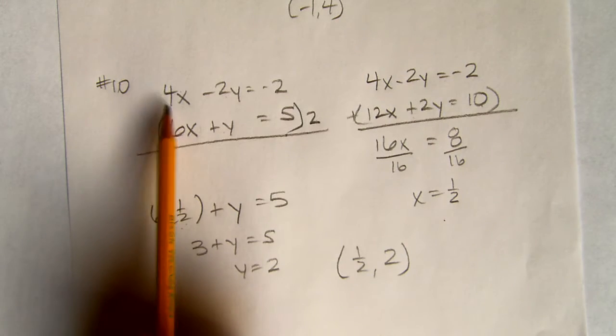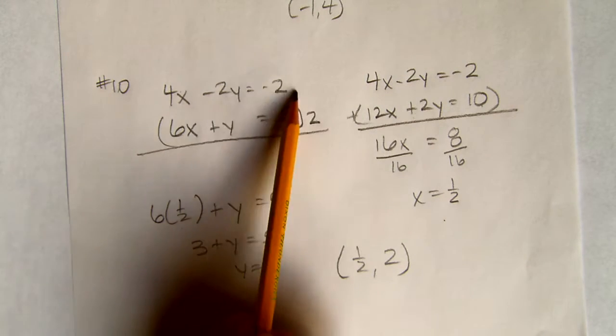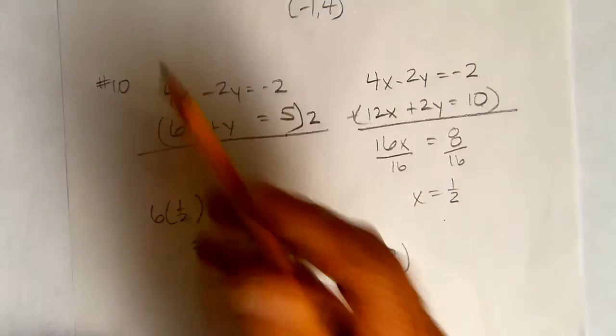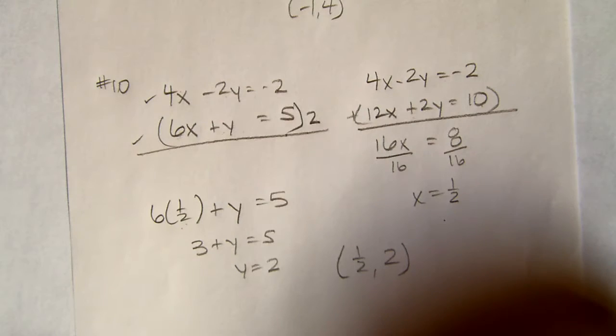1/2, 4 times a half is 2. 2 minus 4 would be negative 2. That checks. 6 times a half is 3. 3 plus 2 is 5. That checks. So both of these check.